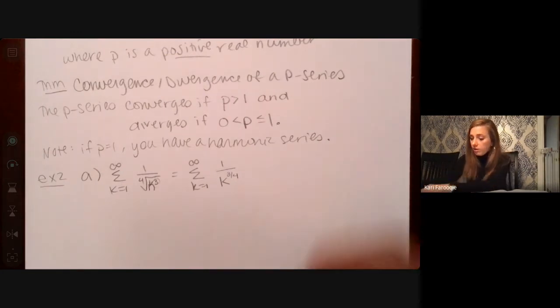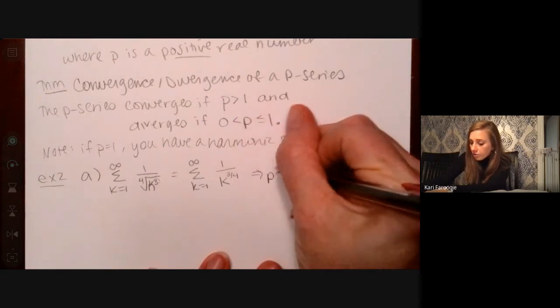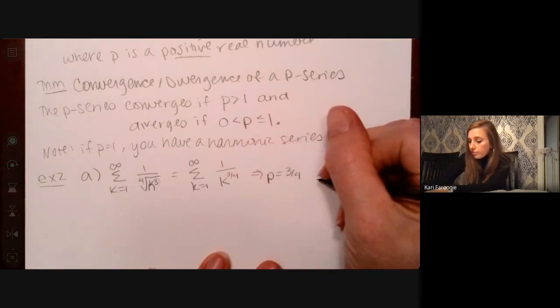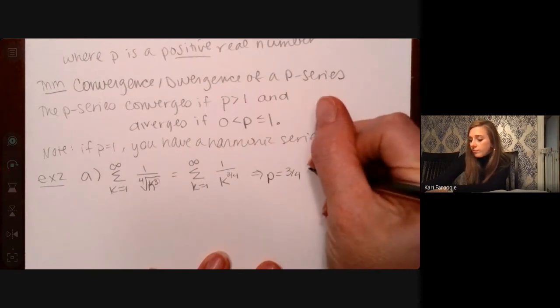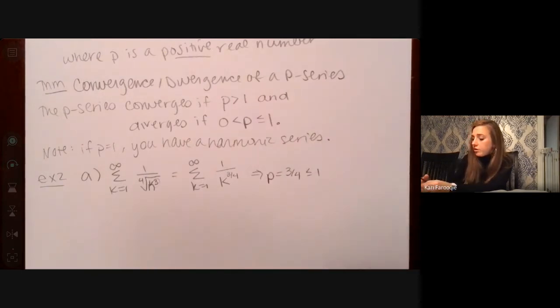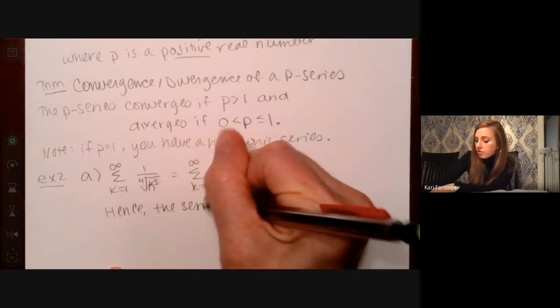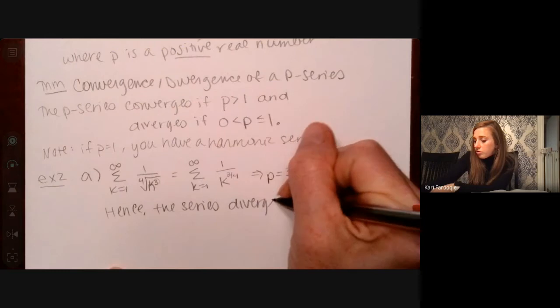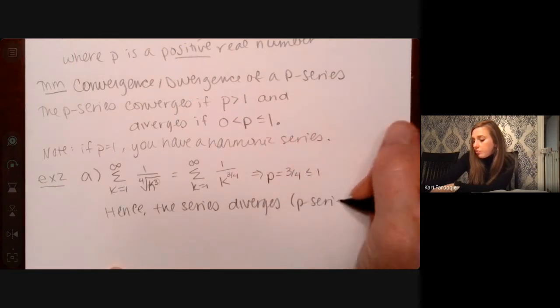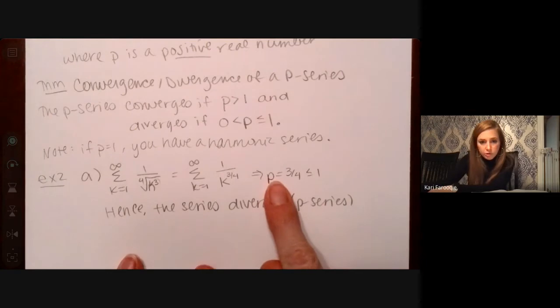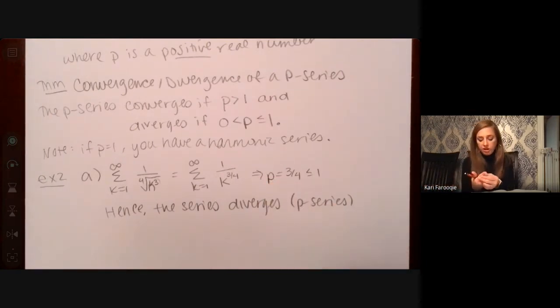So let's go ahead and say that we have p equals 3/4, which is less than or equal to 1. You can write it like that. And since we know that, we can say that our series diverges by the p series test if you want to do that. You could say hence the series diverges. And you can even just say p series, as long as you've told me what p is. You're telling me you're looking at a p series, that's fine. That's good enough.